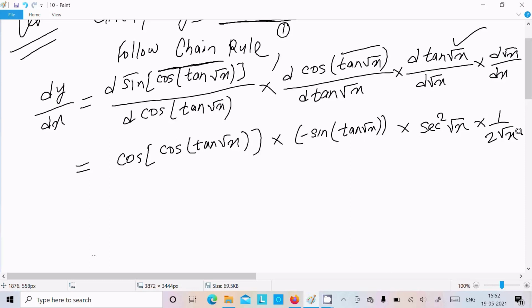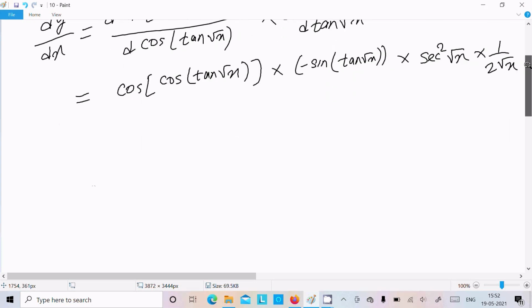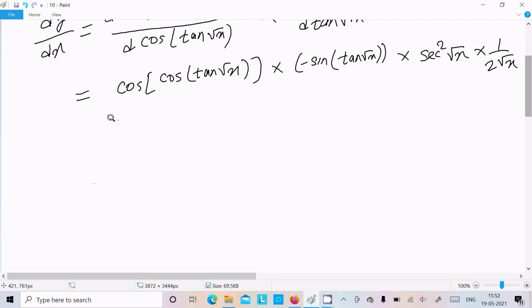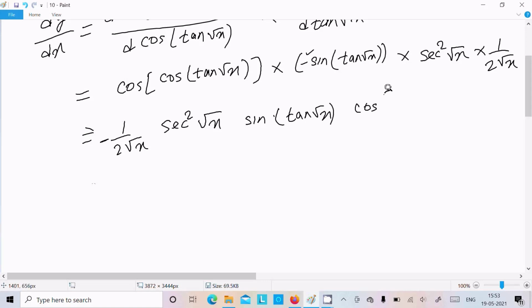So this is the way we are doing the differentiation. First that's for all, and thereafter for cos, next tan, next root x. So let's write 1 by 2 root x, that comes. And here you need to include the minus. Next, sec square root x, thereafter sine tan root x, thereafter cos tan root x. So this is our answer.